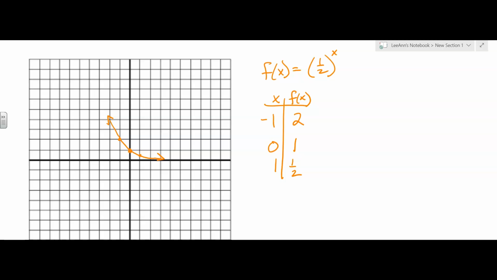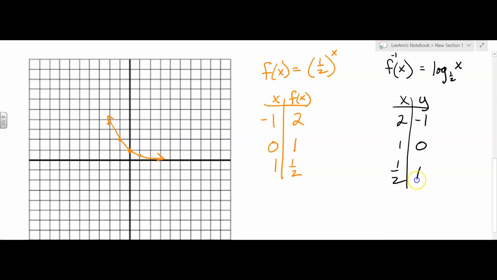Okay, now we're going to do the inverse. The inverse is going to look like f of x equals, I should put the inverse notation, huh? I didn't do that up above. All right, so it's going to be log base 1/2 of x. So if you say, here's my x and here's my y, and then I'm going to switch them because it's the inverse, right? So it's going to be 2, -1; 1, 0; 1/2, 1.